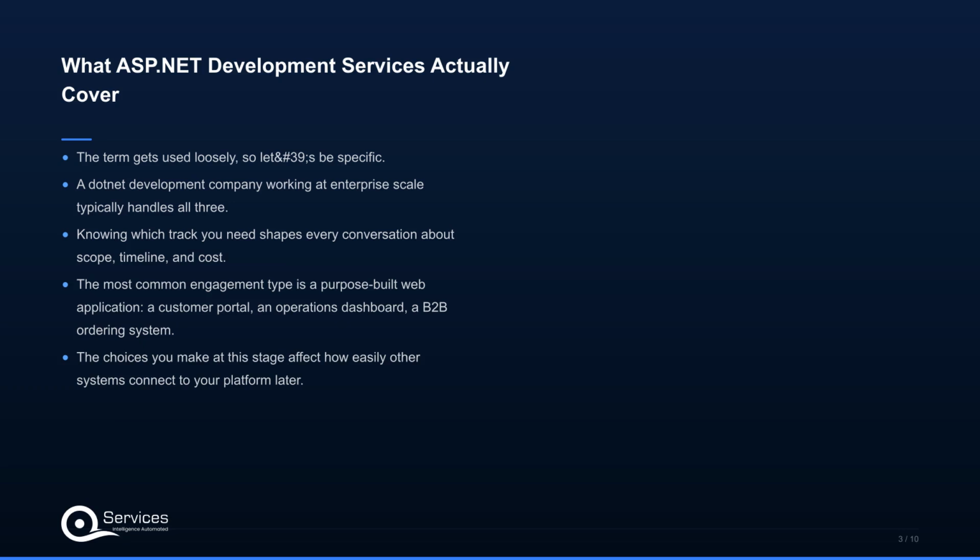ASP.NET Development Services generally break into three delivery tracks: building net new web applications and APIs, modernizing existing .NET framework applications, and integrating .NET systems into broader enterprise architectures. A .NET development company working at enterprise scale typically handles all three. Knowing which track you need shapes every conversation about scope, timeline, and cost.